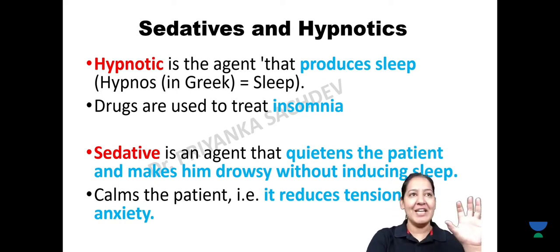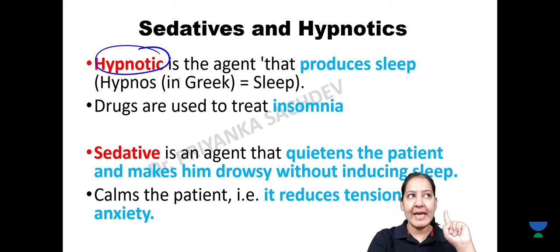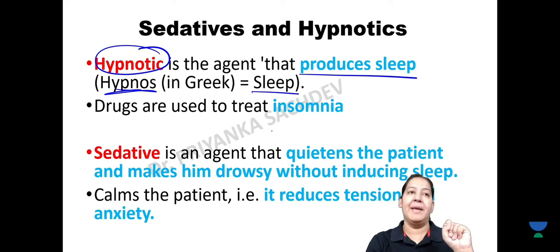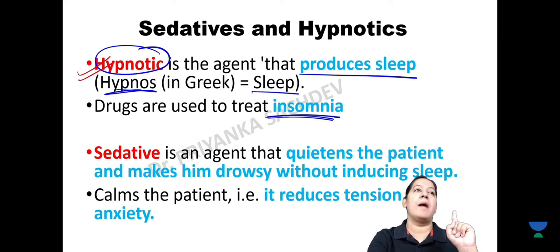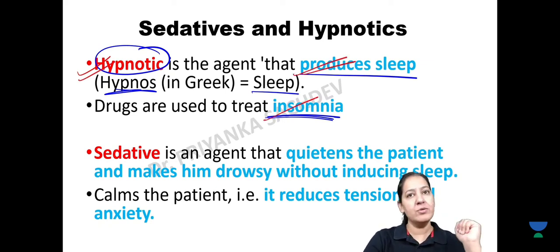So sedative, hypnotic is the drug which produces sleep in the patient. Hypnotic, the word hypnos, the meaning is sleep in Greek language. It is used for treatment of insomnia. If the person is having difficulty in sleeping, we give hypnotics to them because these are the drugs which produce sleep in the brain. These are used in the treatment of insomnia.